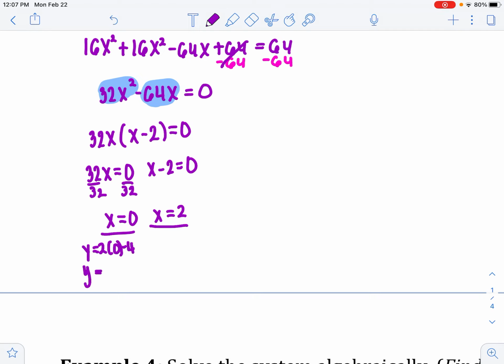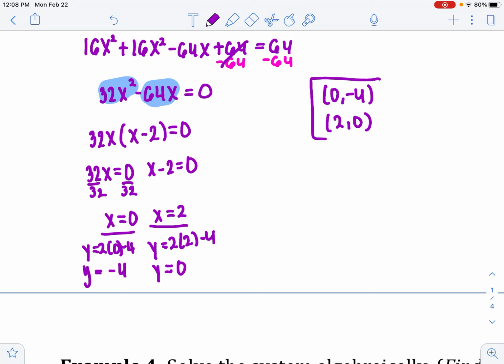So I'm going to do 2 times x minus 4. Y equals 2 times 0 minus 4. Y equals 2 times 0 minus 4 is negative 4. Wow, I don't know why I couldn't do that math in my head. So my first ordered pair solution is x comma y, 0 comma negative 4. Then I need to plug in 2. Y equals 2 times 2 minus 4, and that is 0. So my second ordered pair solution is 2 comma 0.